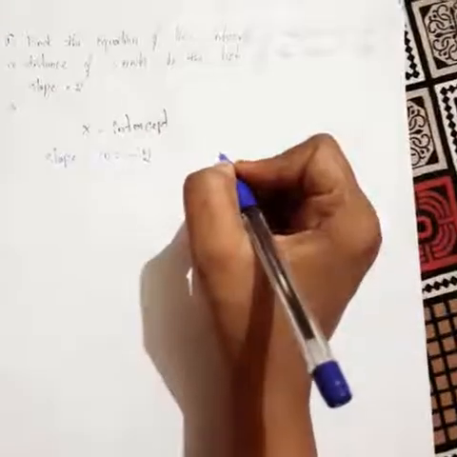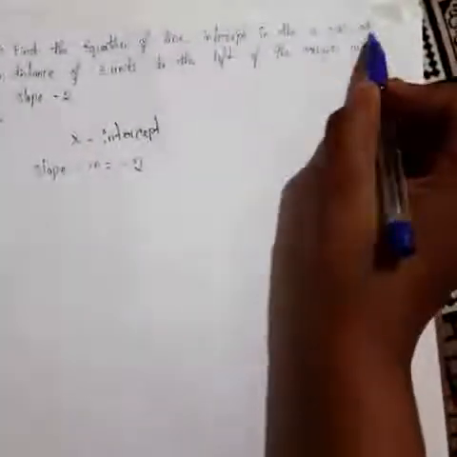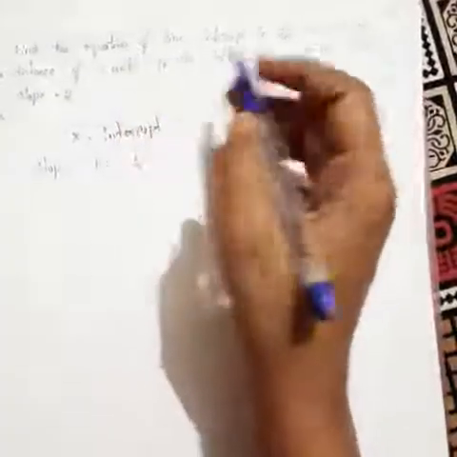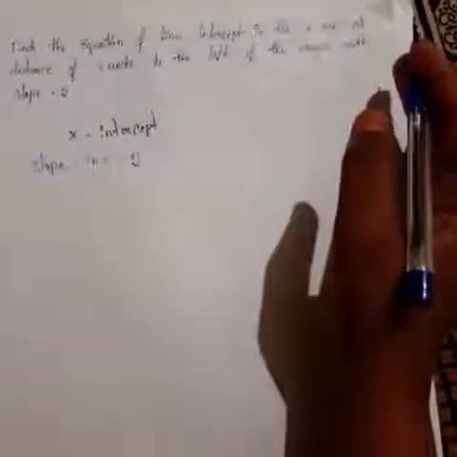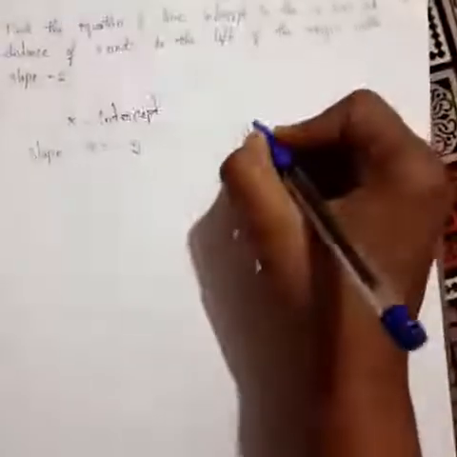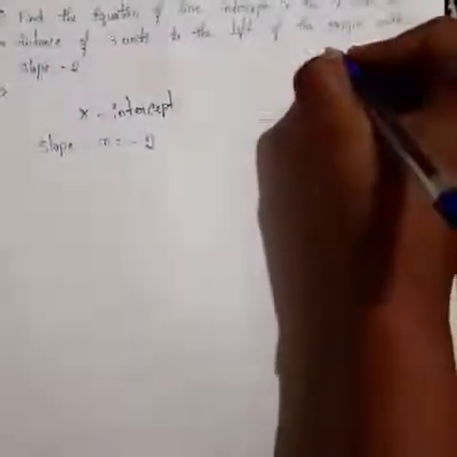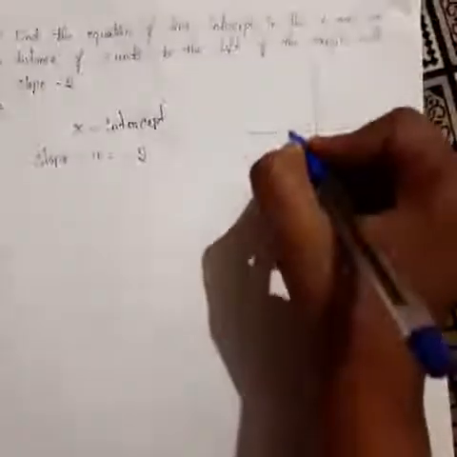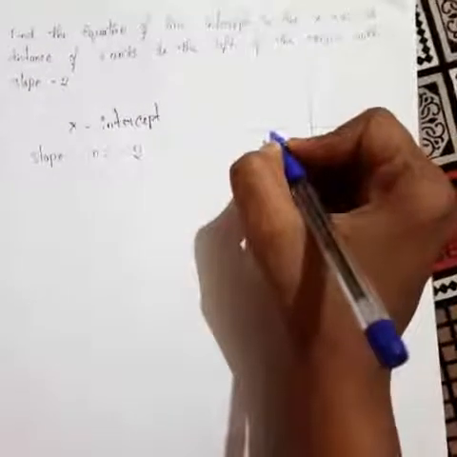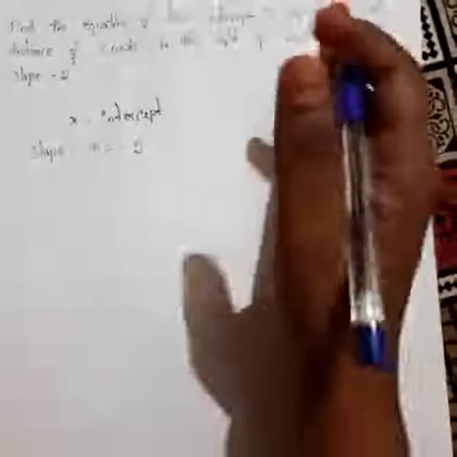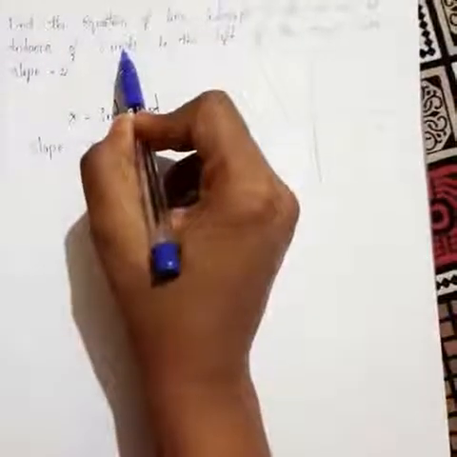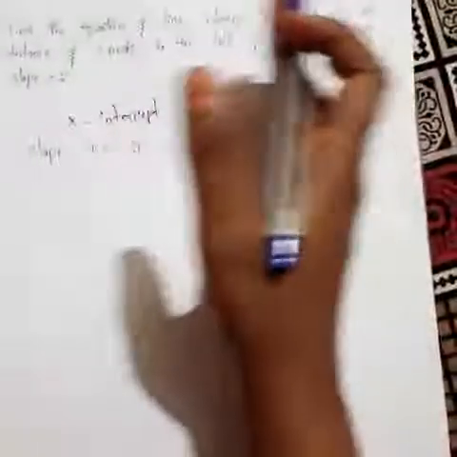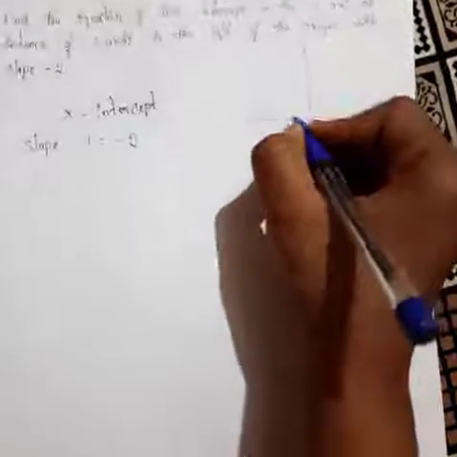They have also given the x-intercept, at a distance of 3 units. We have two sides from the origin: the left side and the right side. The x-intercept means the point lies on the x-axis, either on the left or the right side. Here it is 3 units to the left of the origin, which obviously is the negative side of the x-axis.